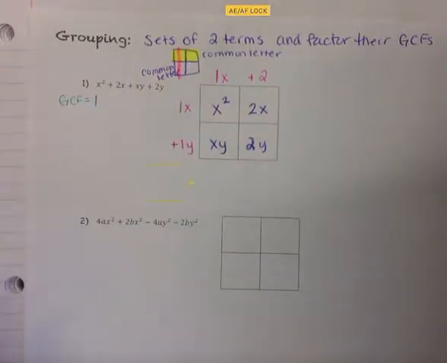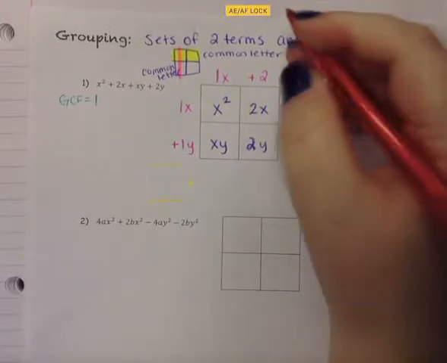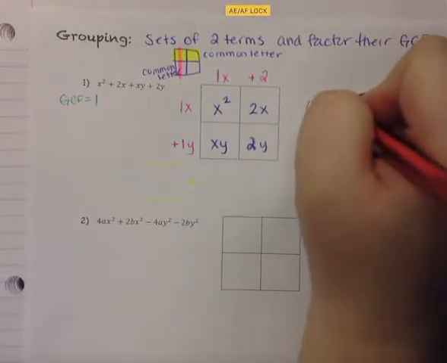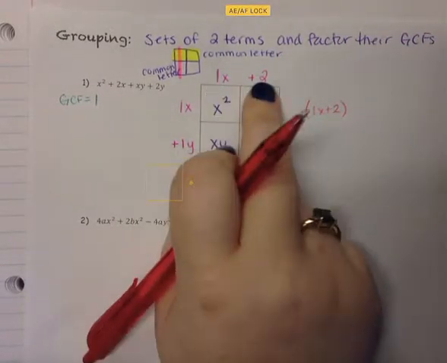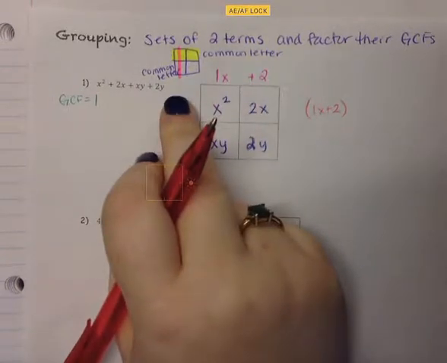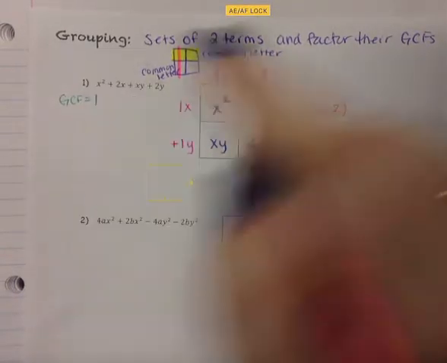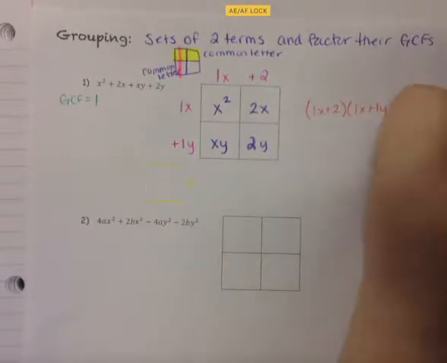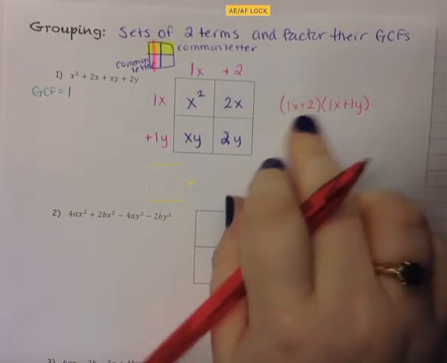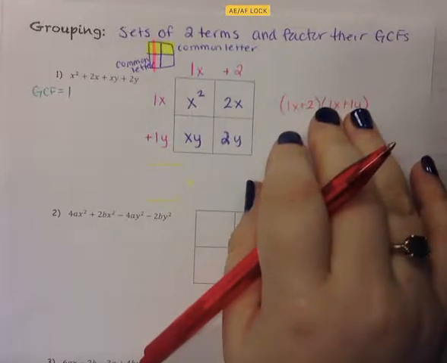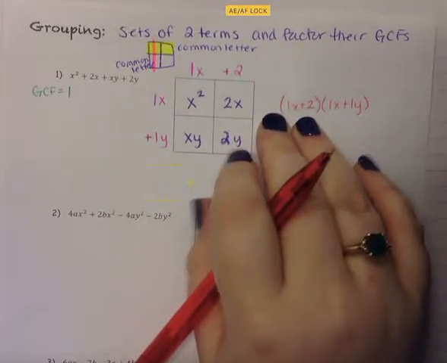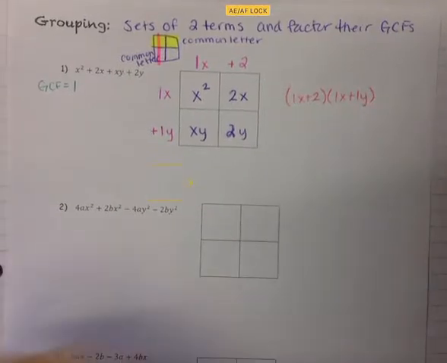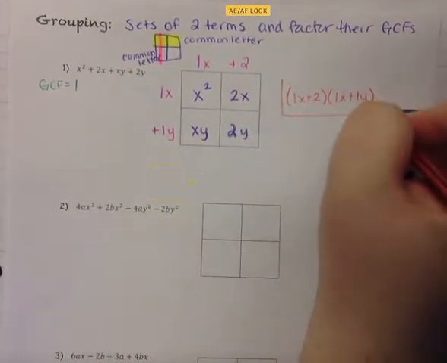Come down here, 1x is not a perfect square, so again, I know this will automatically be part of my answer. So our answer is written as 1x plus 2, parentheses, because I just took the top. Then I'm going to take the bottom in order. So 1x plus 1y. That's my second set of parentheses. Or again, you can say it as 1x plus 1y times 1x plus 2. Either one is fine. So this is our final answer.